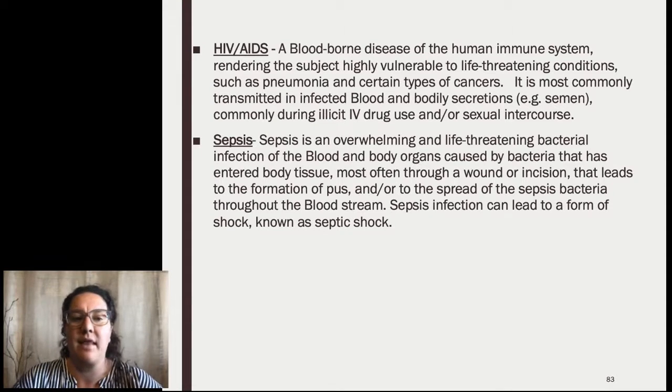Sepsis is an overwhelming and life-threatening bacterial infection. Often people will call this blood infection, or infection of the blood or body organs, caused by bacteria that's entered the tissue through wounds or incisions or cuts. Then we have pus formation, and then that bacteria gets into the bloodstream, which could lead to a whole body infection and also possibly septic shock.